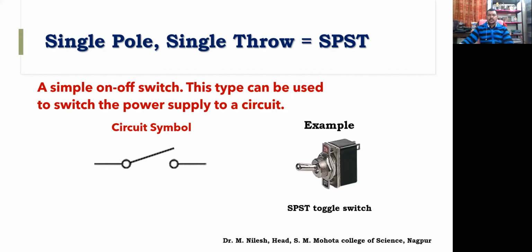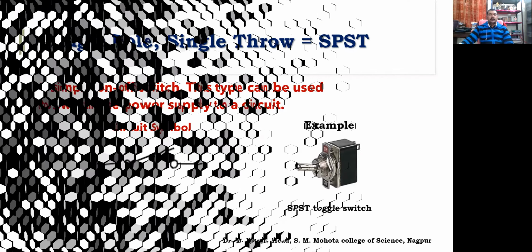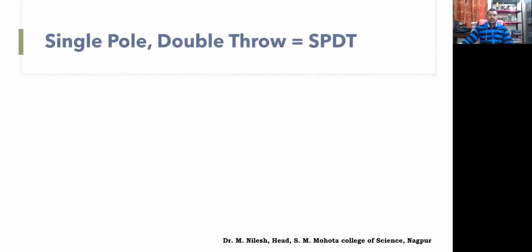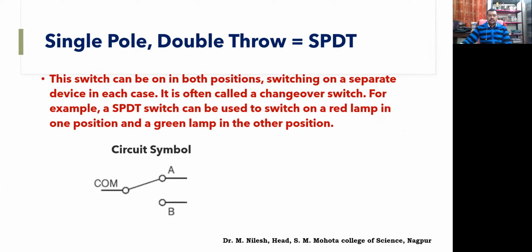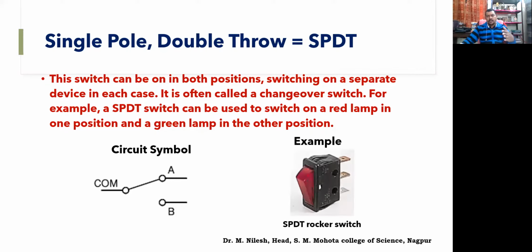That is SPST switch. Then we have single pole, double throw switch, which is made to connect two circuits, one at a time, right? So this is another example of that. One terminal is common, and that can be switched to the A circuit or the B circuit accordingly. This is the example of that switch, and this is the symbol of that.